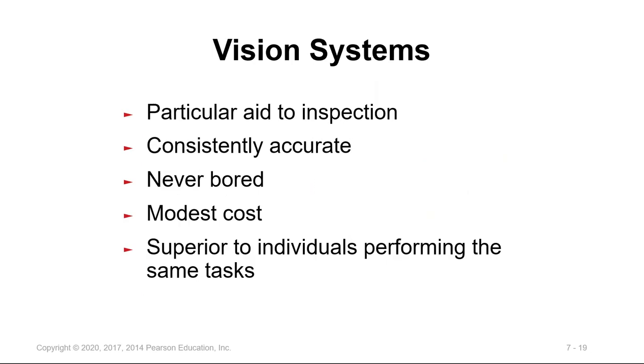Vision systems, the different systems that we use for vision, aid a lot in inspection, and they are consistently accurate. Now remember that we used to have people on the manufacturing line or in the production line looking at some of the items that are defective and removing the defective parts and keeping the accurate parts. But if we can install cameras that will do the inspection for us with more consistency and more accuracy, and it doesn't need rest, never bored. And now with the cameras that we have and the advancement in technology, the cameras can be installed at modest cost. So these systems are superior to individuals in performing the same tasks over a longer time.